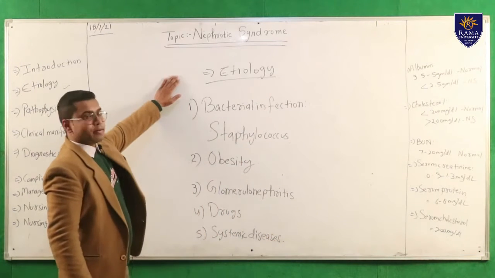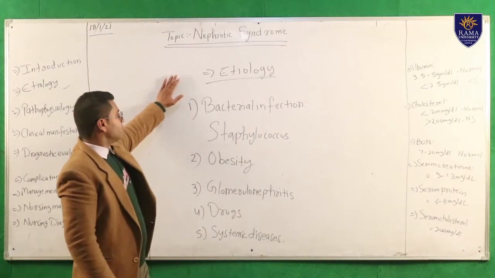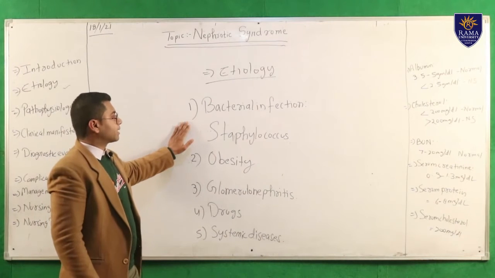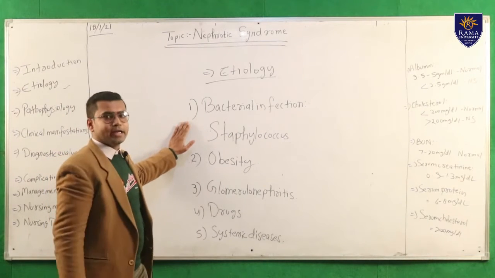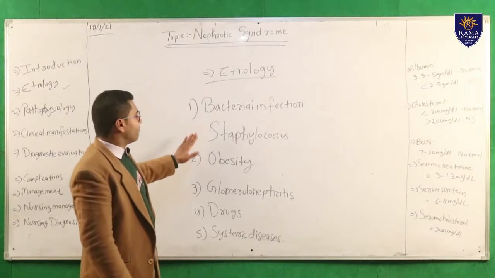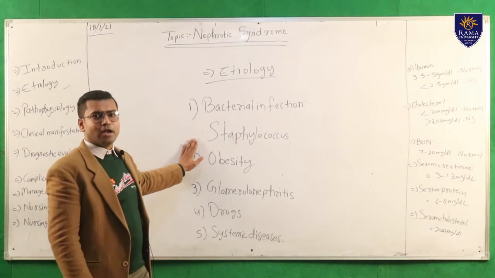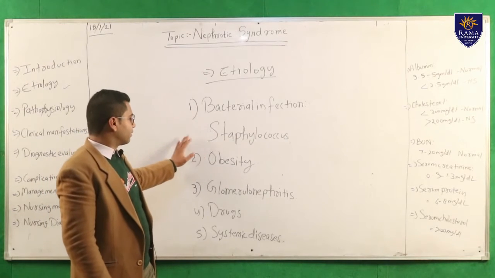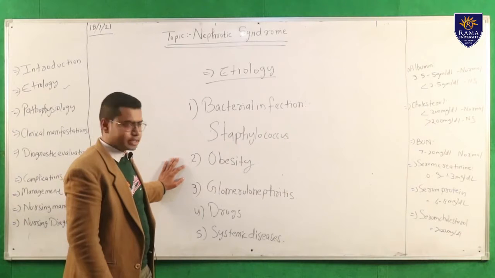So what can be the etiology for nephrotic syndrome? The first etiology is bacterial infection. Any bacterial infection may lead to nephrotic syndrome. Mainly it occurs due to staphylococcus infection. Next another cause is obesity.